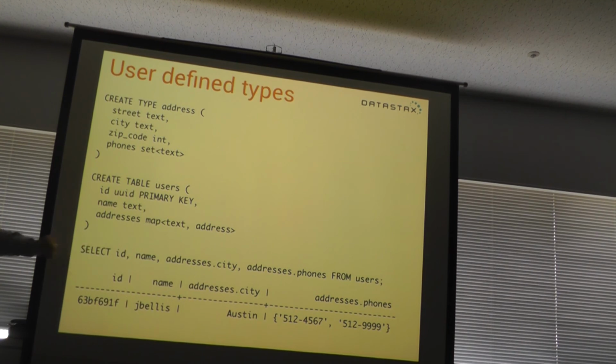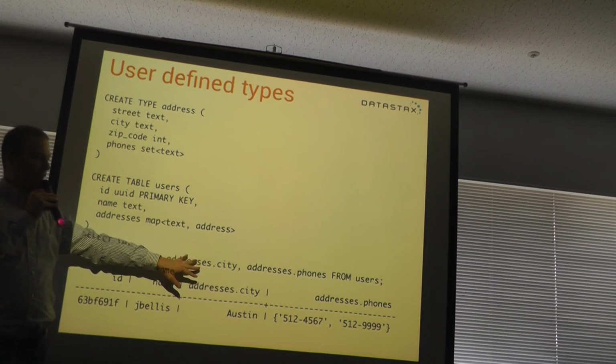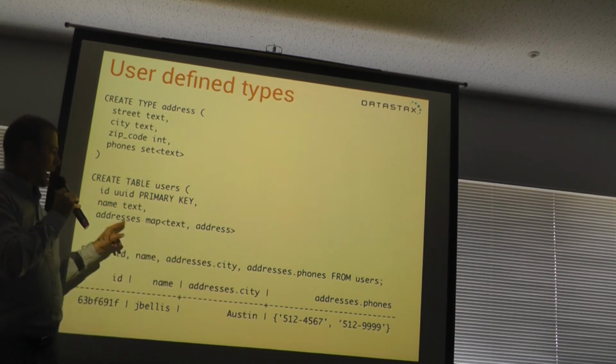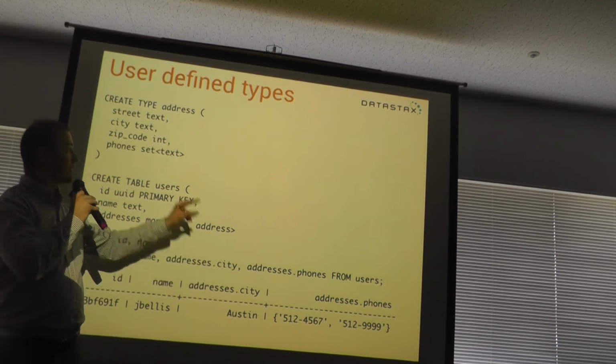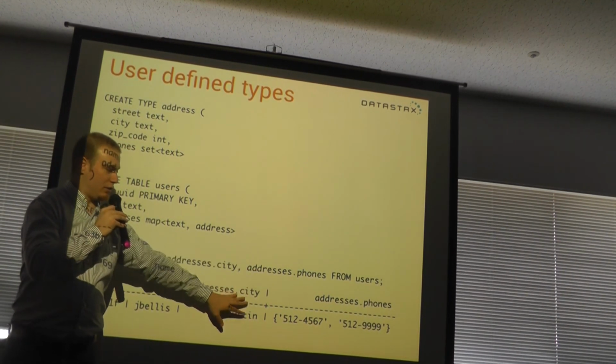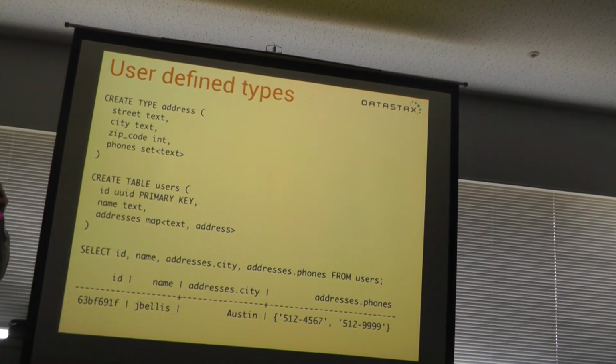So then I can go and I can select pieces of those types by using this dot notation. So addresses.city or addresses.phones, and those will come back in your result set.